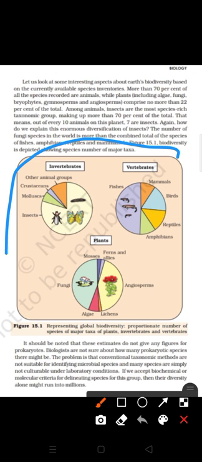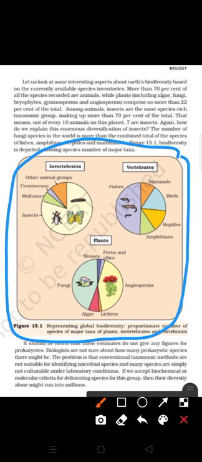And this diagram is given in the NCERT book, and it is very important, children, about earth diversity based on the available species inventories. These three diagrams are very important. It can be asked in examinations, in the CBSE exam also, and if you are preparing for higher competitive exams, that time also it is very important. More than 70% of all the species recorded are animals. This line is very important, children. And in the plant group, 22% are plants.